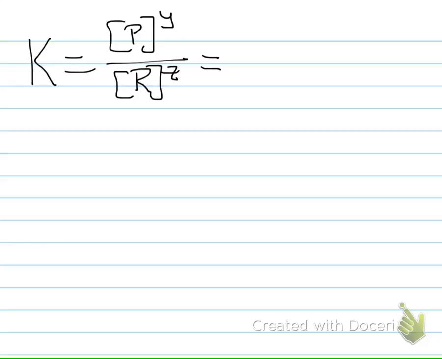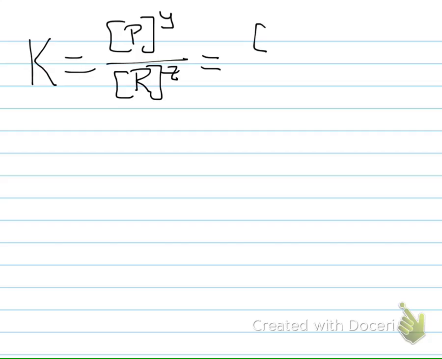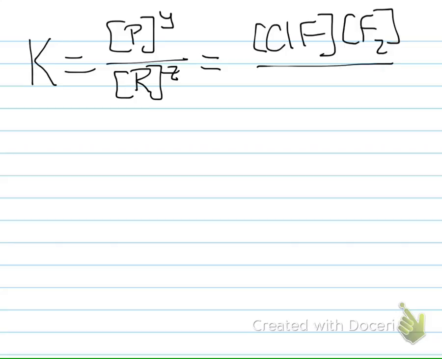And in this case, that is going to be the products, which were ClF and F2, over our reactant, which was the concentration of ClF3. And because we don't have any coefficients, these are all just going to be 1s up here. Don't need to write 1s though. And now we can plug in some values.